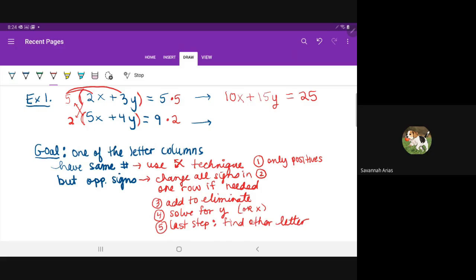Okay, in the bottom row, you're going to multiply, and you're also going to get 10x. So our goal was to get them both to be 10x, both to be the same number. In order to do that, we use the arrow thing so that they end up with the same number. And it's okay that the y's are not the same number, and it's okay that the right sides are not the same number.